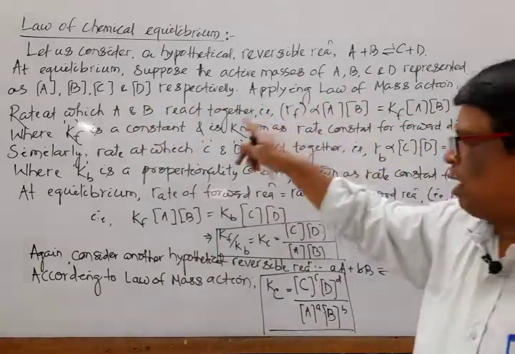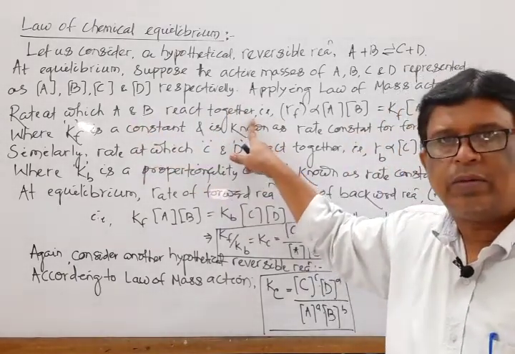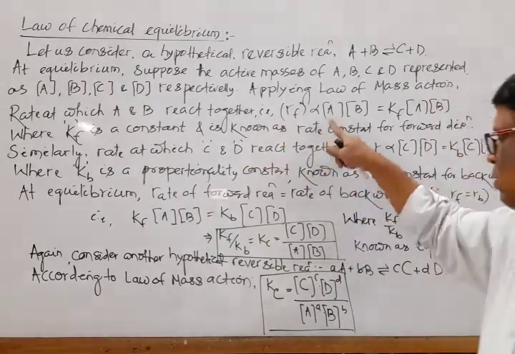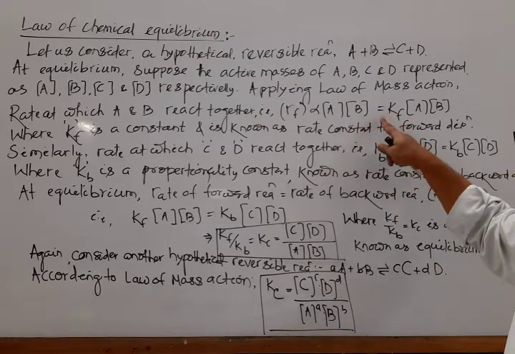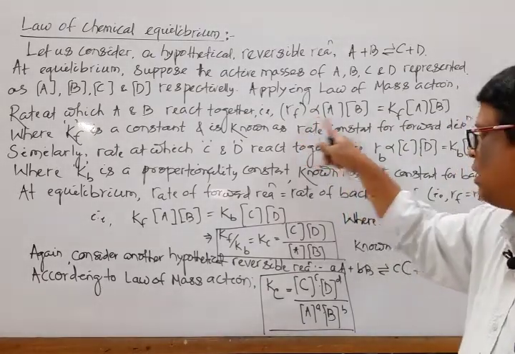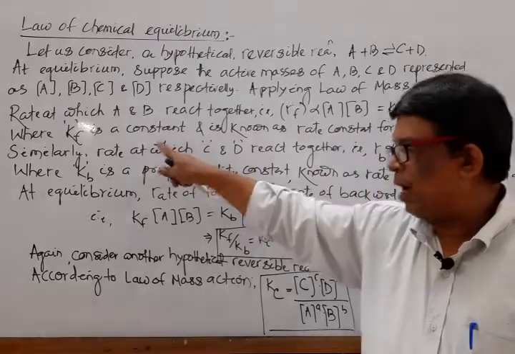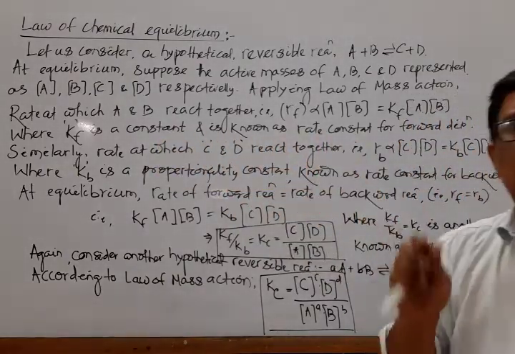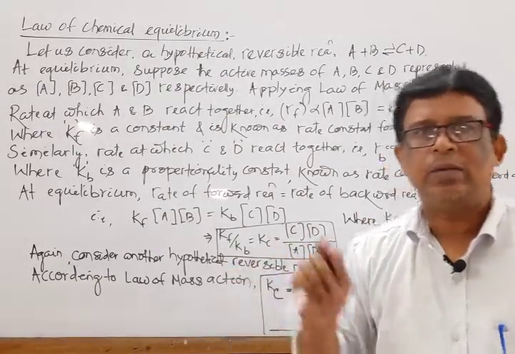Then applying the law of mass action, the rate at which A and B react together, that means the rate of forward reaction, symbolized Rf, is proportional to the product of active masses of A and B. That means Rf is equal to Kf into the product of active masses of A and B, where Kf is a proportionality constant, known as the rate constant or velocity constant or specific reaction rate for the forward direction.